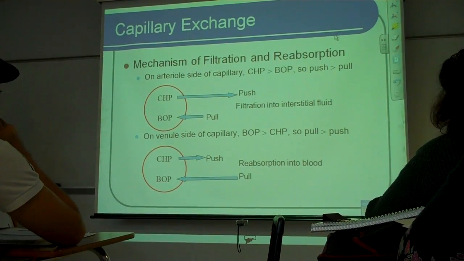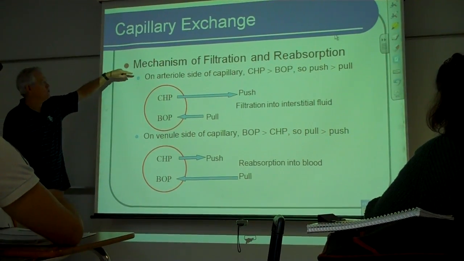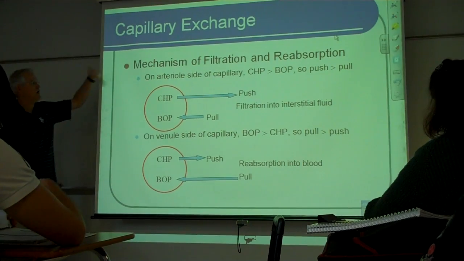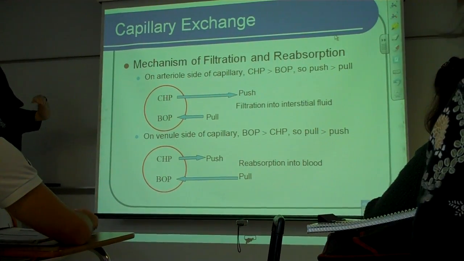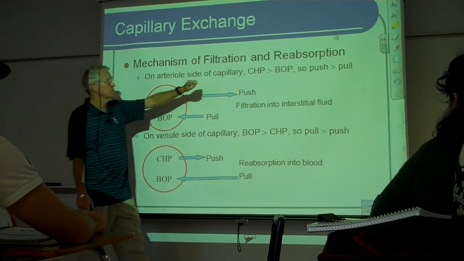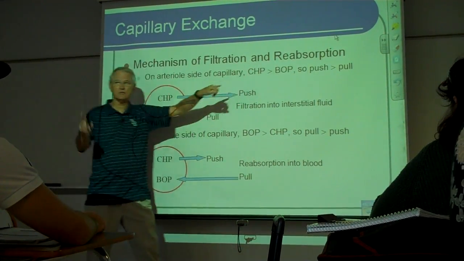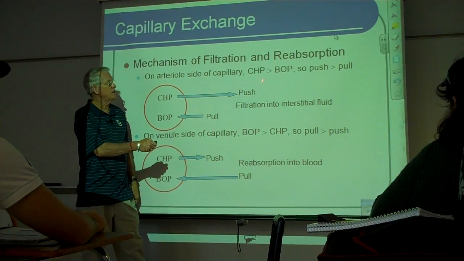So here we go, we'll look at another view too. We'll look at what happens on the arterial side. That's where the blood first comes in to the capillary. Okay? Capillary hydrostatic pressure here, what does that sign mean? You can see it. Greater than blood osmotic.